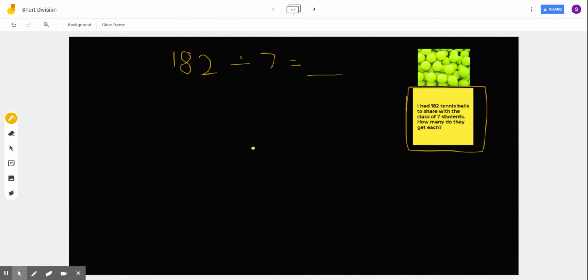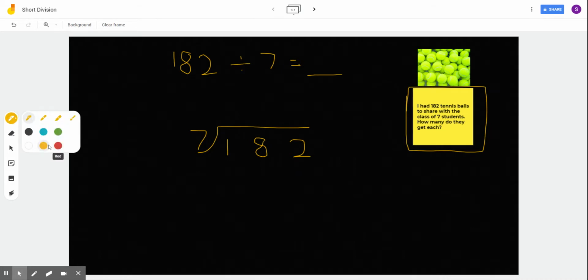If I'm doing short division, I want to set it up like this. So I want my number here, 182. Give myself a bit of space between each of my numerals, just so I've got some working out, some room to play. And I'm dividing them by 7. So I'm trying to share my tennis balls out between 7 people. I'm just going to change colours here to show my working out. I'll do it in blue.